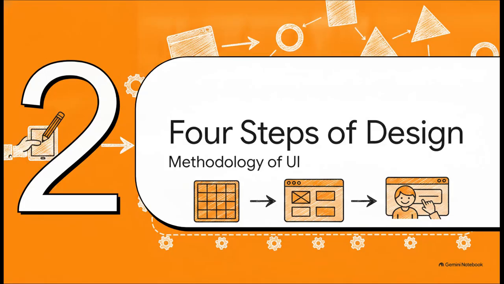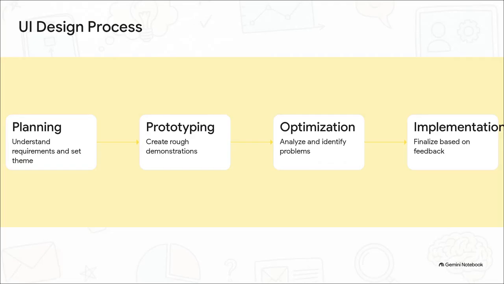How do we actually build this stuff? Let's look at the 4 steps of design. Because let me tell you, killer design does not happen by accident. It is an engineered 4-step assembly line. First up, we've got planning. This is where designers do their homework, figure out what users actually need, and set the overall vibe and navigation.